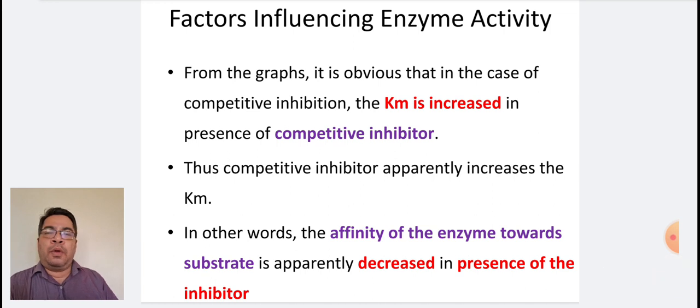From the graphs, it is obvious that in the case of competitive inhibition, the Km is increased in the presence of competitive inhibitor. This competitive inhibitor apparently increases the Km. In other words, the affinity of the enzyme towards the substrate is apparently decreased in the presence of inhibitor.